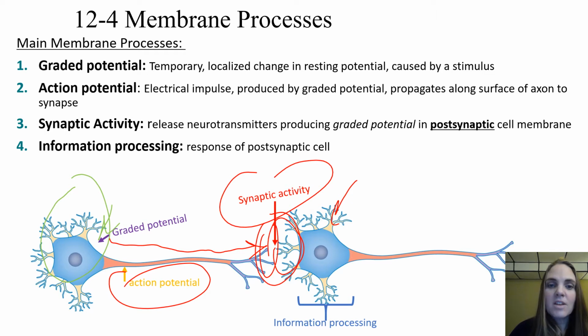And then we're going to have information processing. So the response of that postsynaptic cell to that neurotransmitter is what is our information processing. So it's basically deciding what the cell, or telling the cell, what it needs to do in response to that stimulus.